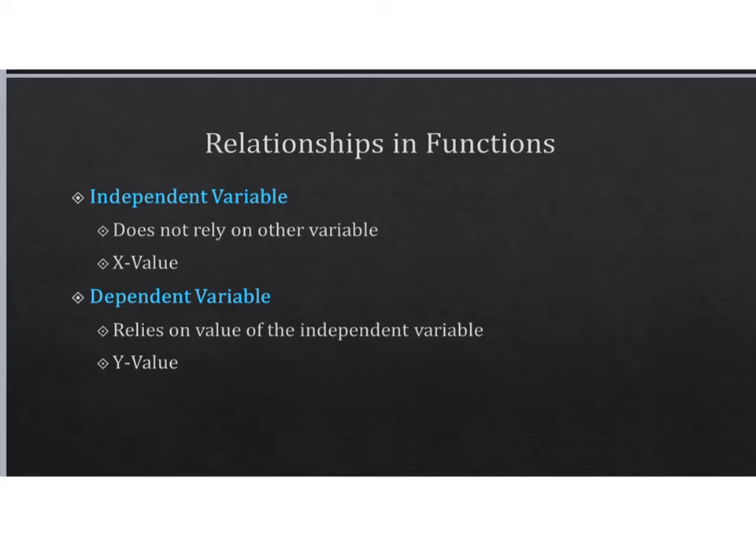Now, when we're looking at relationships within our functions, we have two different types that we're going to look at. We have what we call our independent variable. So independent means that it does not rely on any other variable, and this would be considered our x values. Then we have the dependent variables, and dependent variables do rely on the value of the independent variable. This is our y value. So essentially your y value is going to depend on what you plug in for your x values.